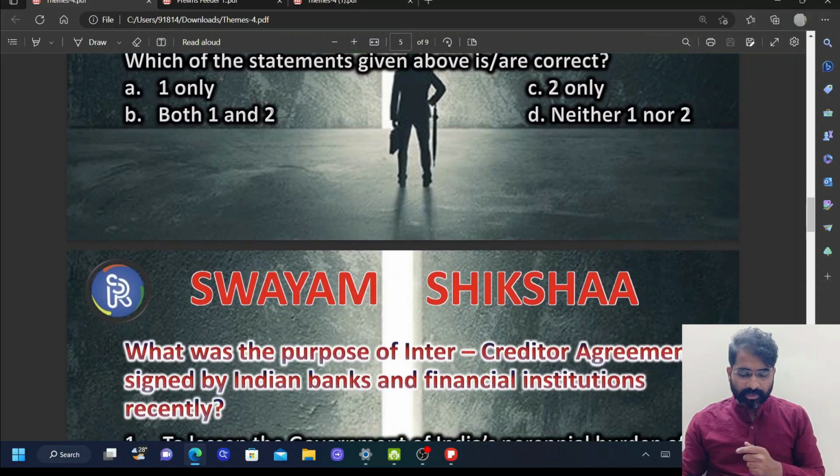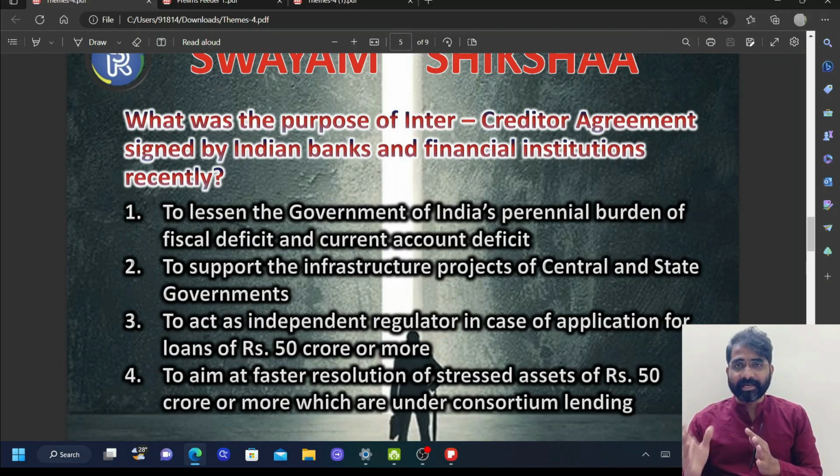Then comes intercreditor agreement. This was in the news, whether it is Project Sashakt, there was a question, or the intercreditor agreement, or it can be the S4A scheme, the Scheme for Sustainable Structuring of Stressed Assets. All these are related to stressed assets. So banking regulation becomes very important even now, because many questions come in this particular area, along with the Banks Board Bureau, etc.